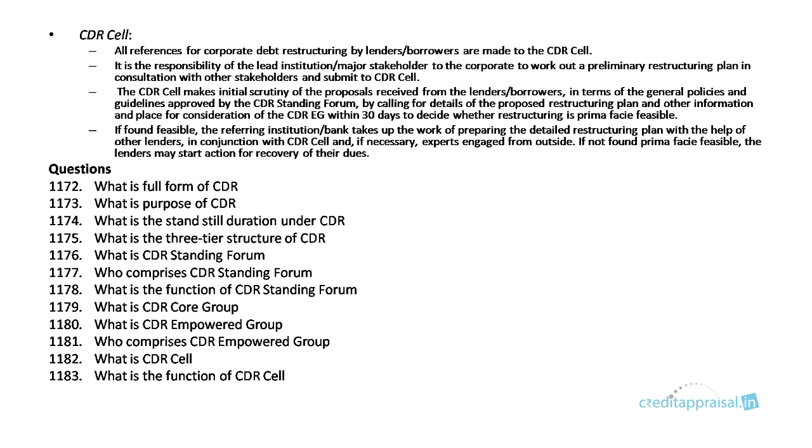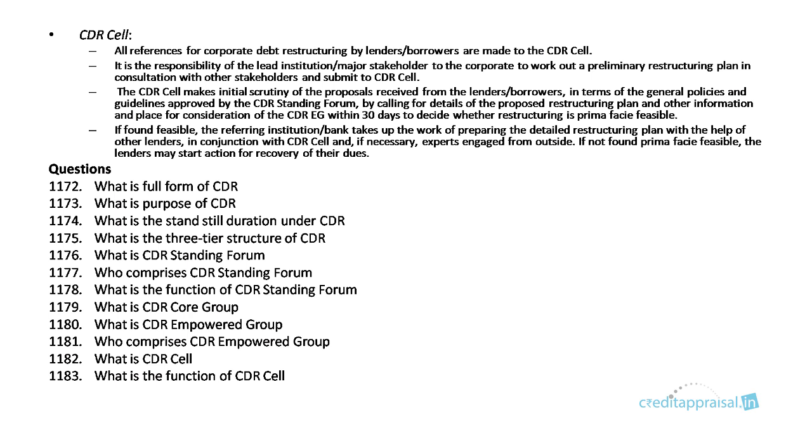Okay, and then if any clarifications are required, that will be called for, and then it will be recommending, it will be placing this in front of the CDR empowered group within 30 days to decide whether this restructuring is prima facie feasible or not. And if found feasible, the banks will take up the work of preparing the detailed plan in conjunction with the CDR cell. Okay, and if it's not found prima facie feasible, then the lenders can start their own action.